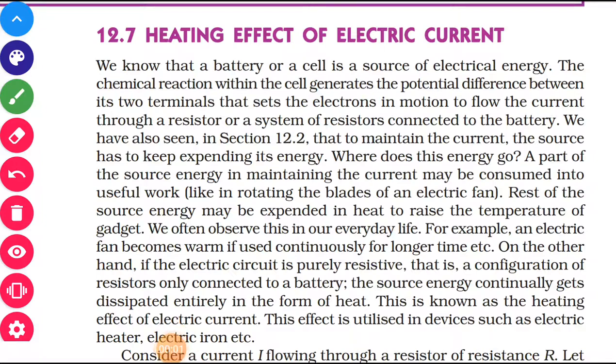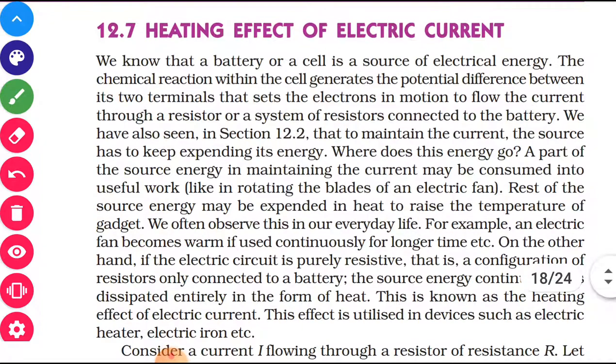Now today's topic of discussion is the heating effect of electric current. Now we know that the battery or a cell is a source of electrical energy. Try to understand, the battery or the cell is providing the energy in the circuit. It is not producing electrons. The chemical reaction within the cell generates the potential difference between its two terminals that sets the electrons in motion to flow the electric current.